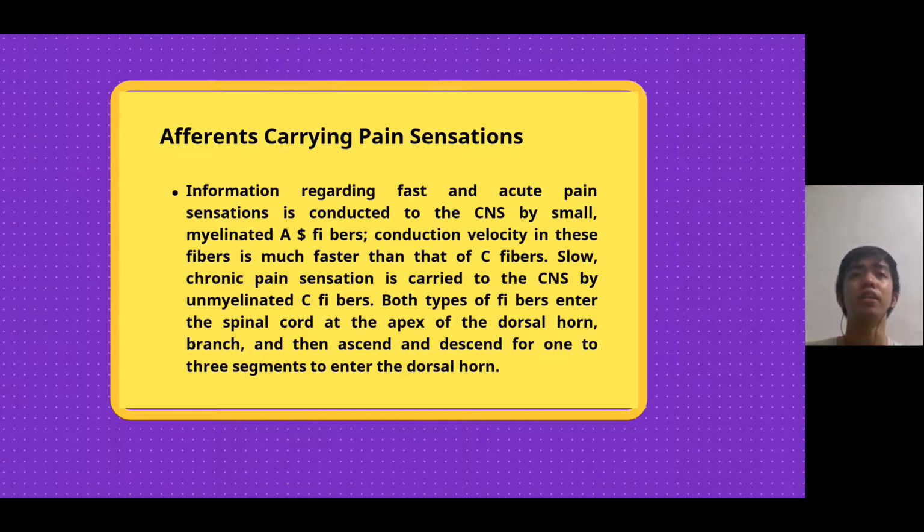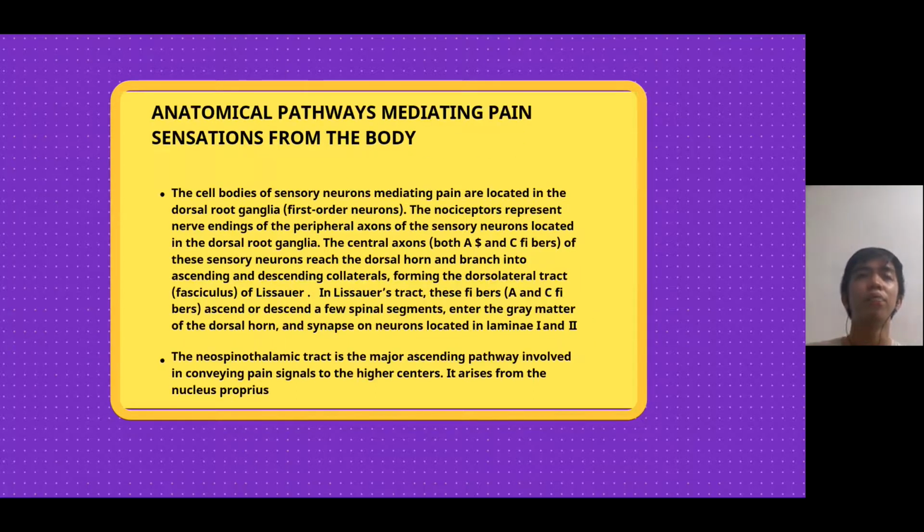Afferent carrying pain sensations. Information regarding fast and acute pain sensation is conducted to the CNS, or the central nervous system, by small myelinated fibers. Conduction velocity in these fibers is much faster than that of C fibers. Slow, chronic pain sensation is carried to the CNS by unmyelinated C fibers. Both types of fibers enter the spinal cord at the apex of the dorsal horn branch and then ascend and descend for 1 to 3 segments to enter the dorsal horn.